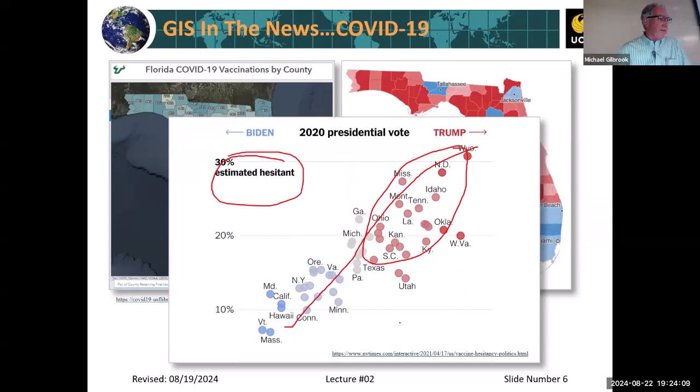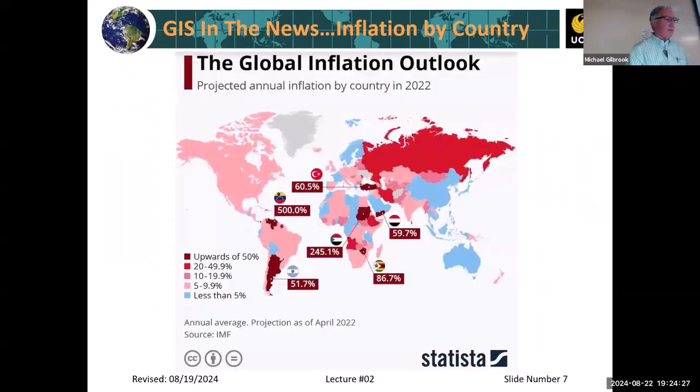People who are less hesitant tend to be more like Democratic voters. So again, an unfortunate consequence of the way that the pandemic and the solutions to it were politicized. We've had a lot of discussion about inflation.